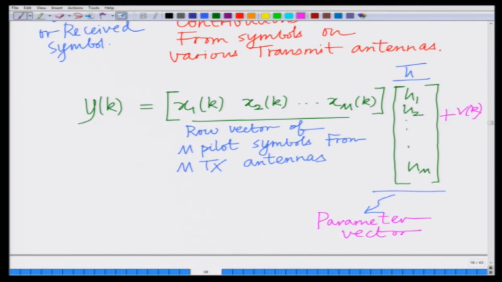So, we have Yk, which is basically the received symbol, equal to x1, x2 up to xk, the row vector of pilot symbols transmitted at time instant k from the m transmit antennas, times the column vector of the channel coefficients h1, h2 up to hm, which we denote by the vector h bar, plus Vk, which is the noise sample. Now, let us say we have n such pilot vectors transmitted, that is, pilot transmissions corresponding to n time instants, that is, multiple pilot symbols over multiple transmit times 1, 2, 3 up to n and multiple transmit antennas 1, 2, 3 up to m.